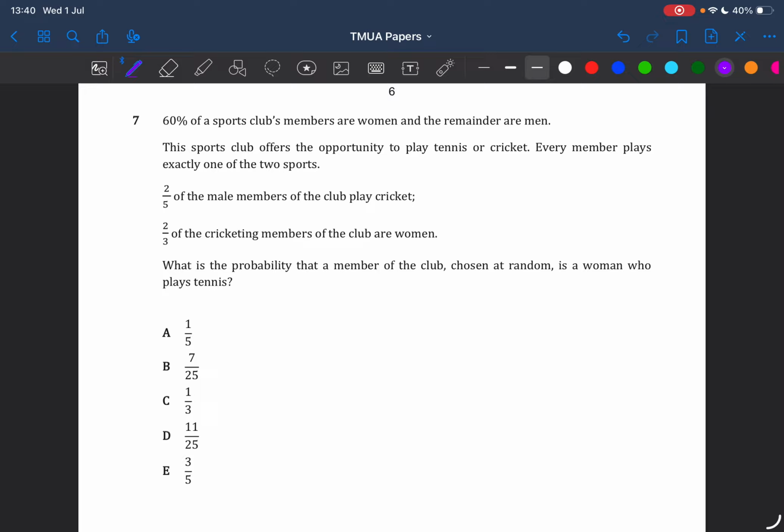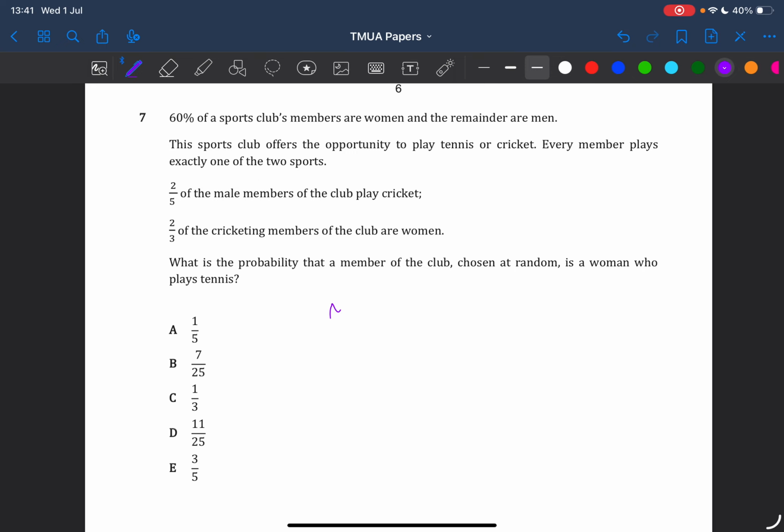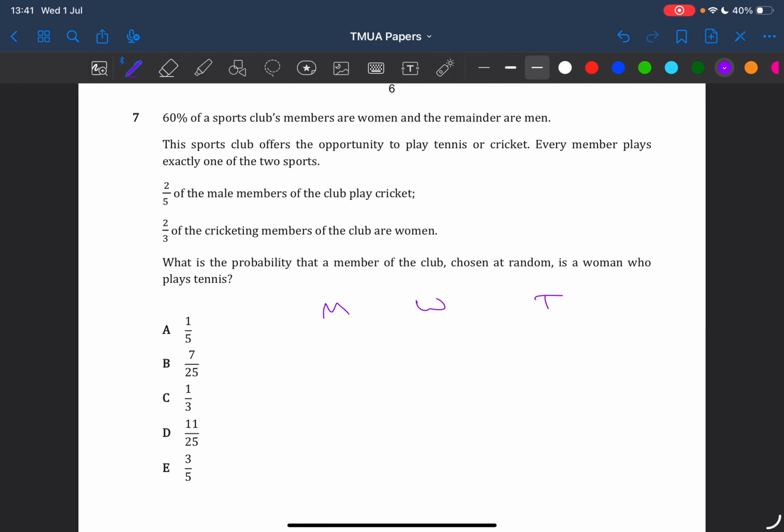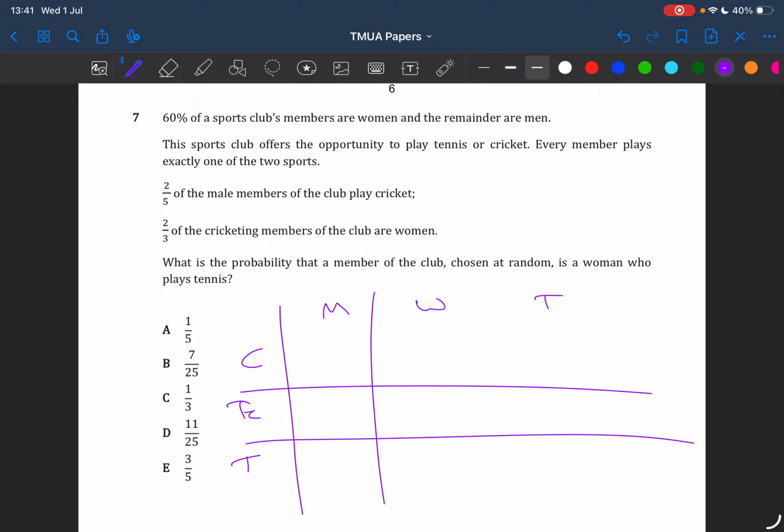Okay, so this is a very specific version of a Venn diagram where all the events are mutually exclusive. You can't be a man and a woman. You can't play tennis and play cricket at the same time. So it's like a two-way table. We can have man, woman, total. We can have cricket, tennis, and total. I'm going to do percentages. Let's make this into a table, easy to fill in. This should be 1. Everyone, the total, there's just 1. That's the whole amount of people.